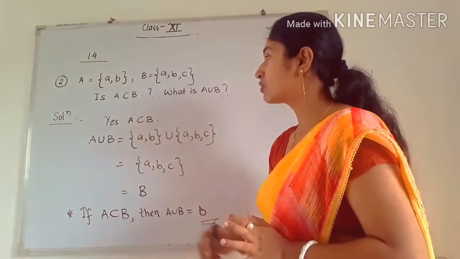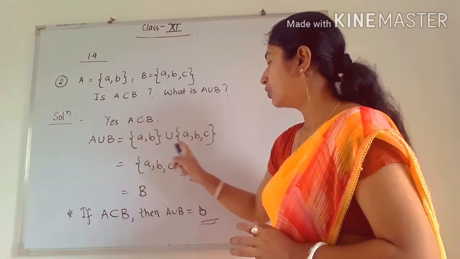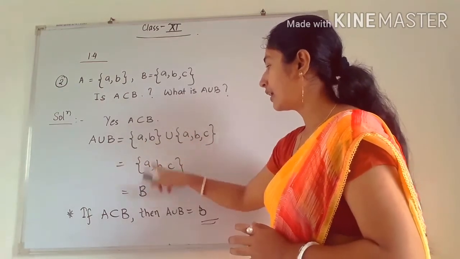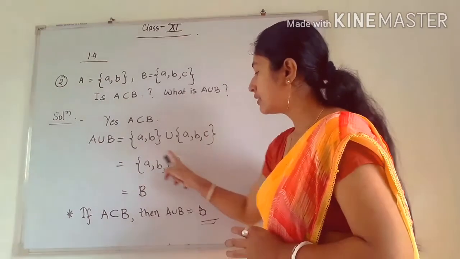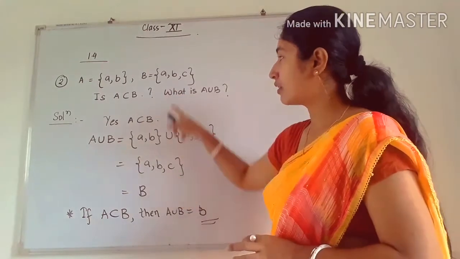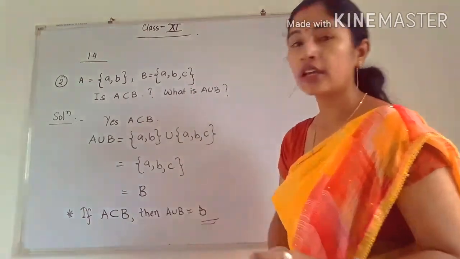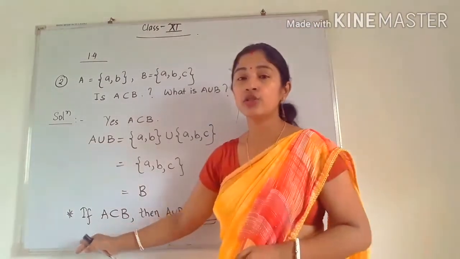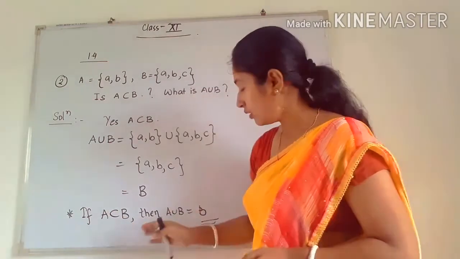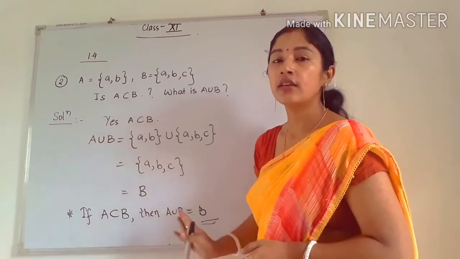So what will be the next question? Yes, what is A union B? If you see the union, what happens? You have to write a, then b, then c, and these elements are present in B also. So this is equal to which set? B set. So we can directly write B. From this we can conclude that if you find that A is a subset of B, then the value of A union B will be set B.